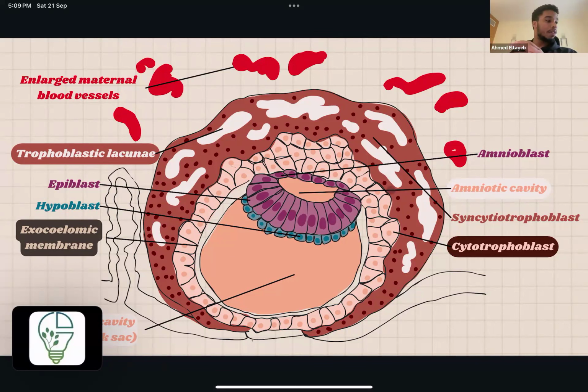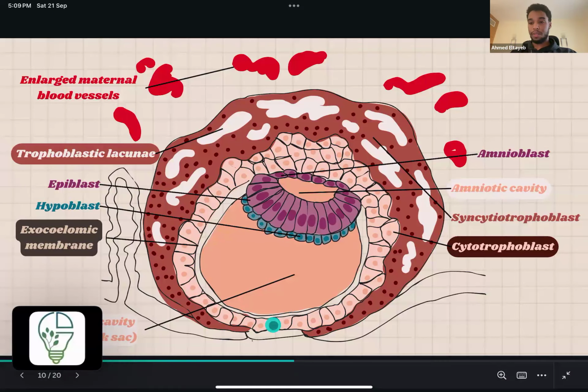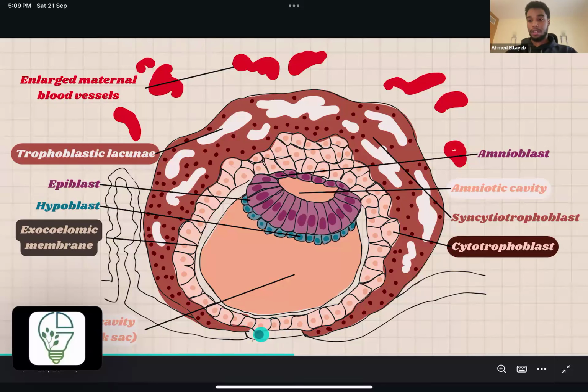And something I forgot to mention. The epithelium here is closed off. It's closed off by a blood clot, which we call a fibrin coagulum. Okay, it's basically a plug that closes off the epithelium.